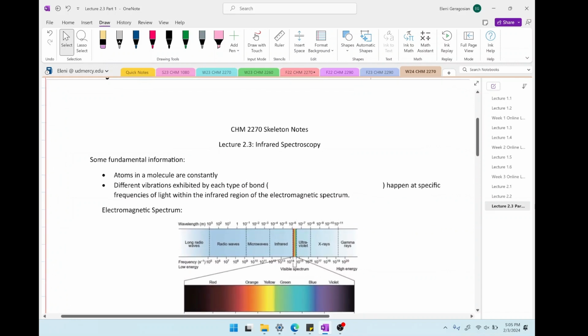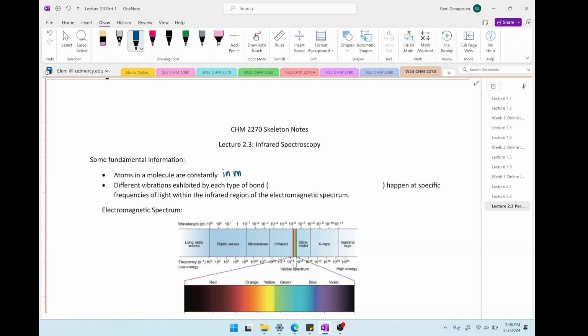Atoms in molecules are constantly in motion. We think about molecules as being stationary, about the atoms being stationary. That's how we represent them, because to represent motion is difficult. But in reality, atoms are constantly in motion.